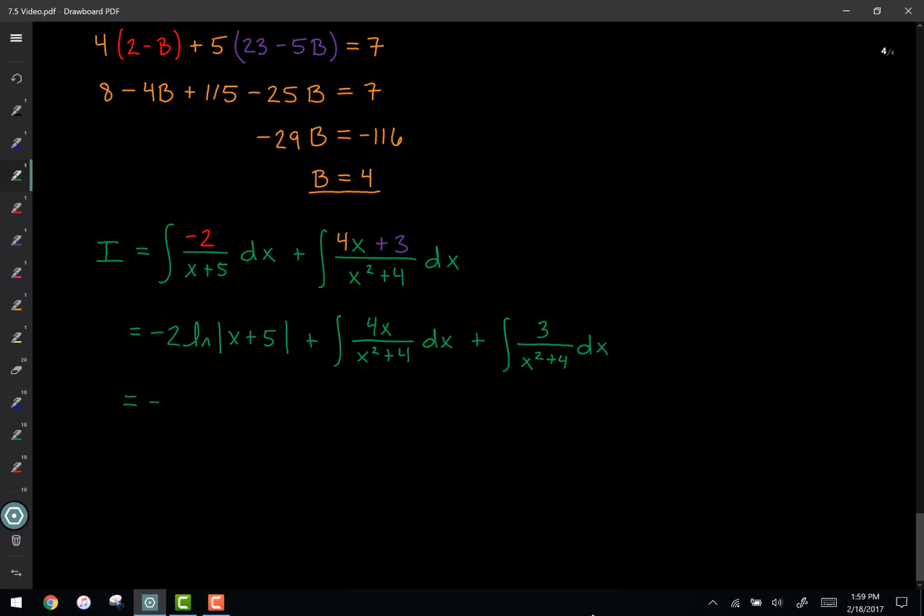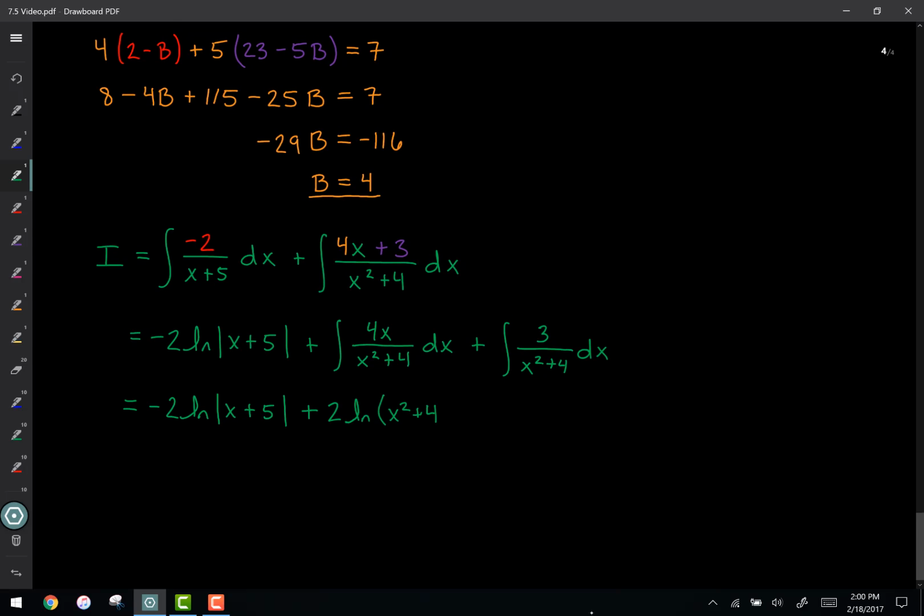Which gives us now, we'll have negative 2 natural log of x plus 5 plus this integral is another natural log. If you let u be the denominator, so u is going to be x squared plus 4, du is 2x. Okay, I have a 4x up there, so all that means is we're going to have plus 2 times the natural log of x squared plus 4. And again, x squared plus 4 is never negative, so we don't need the absolute value bars there. If you put them, it's fine, okay, but I'm just going to put parentheses there.